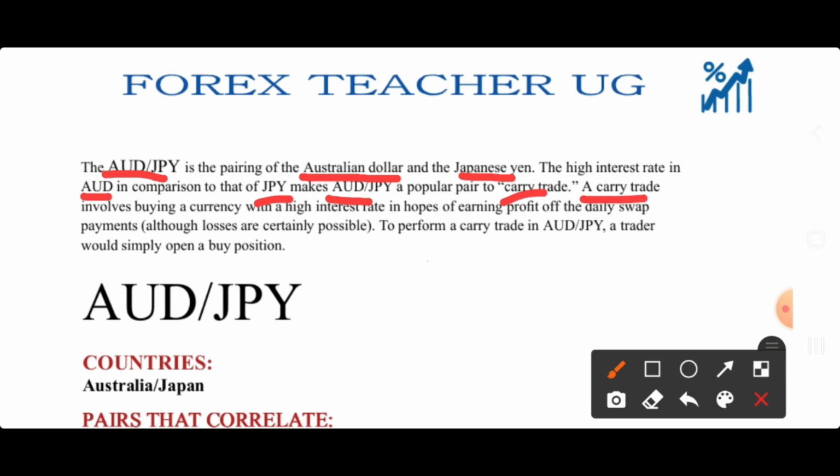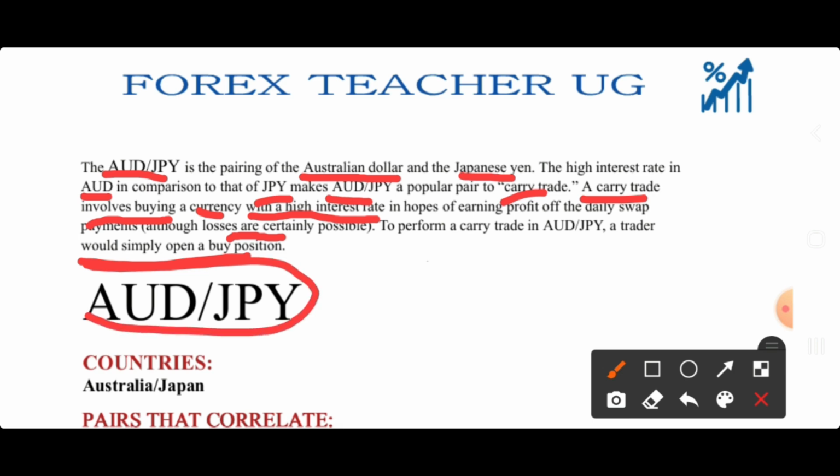So a carry trade involves buying a currency with high interest rates in hopes of earning profit off the daily swap payments. So although losses are certainly possible, to perform a carry trade in AUD/JPY, a trader would simply open a buy position. So basically you have to understand about these economic pairs and how you can balance them.